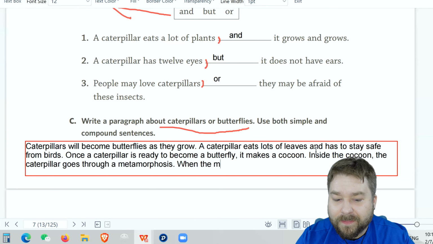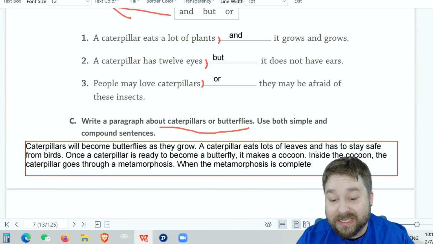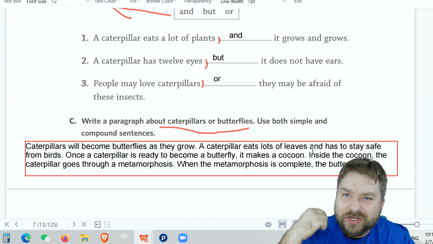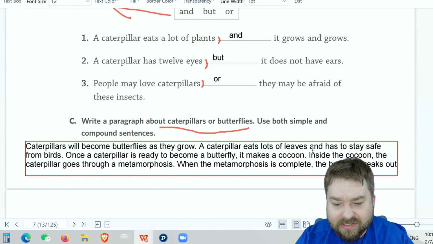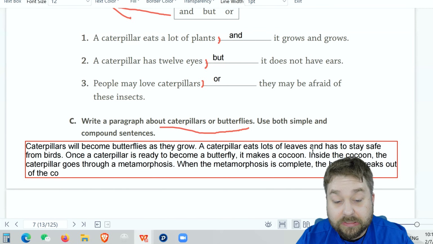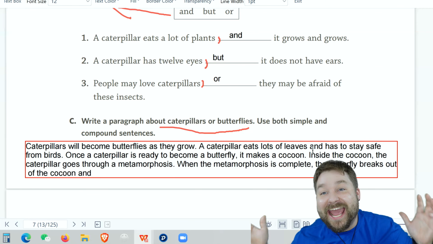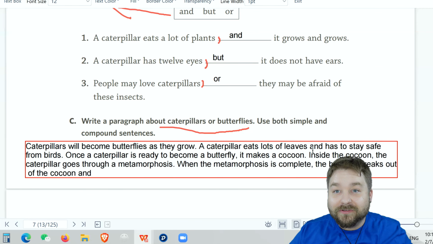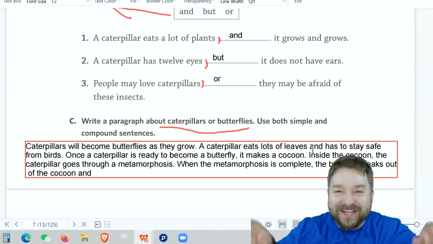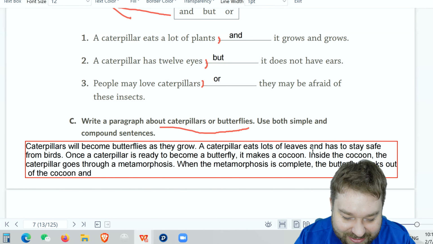When the metamorphosis is complete, what happens? The butterfly comes out of that cocoon, right? Breaks out of the cocoon. And, ooh, a compound sentence, right? And what does it do? Well, it doesn't make that sound, but it's still, and flies away.